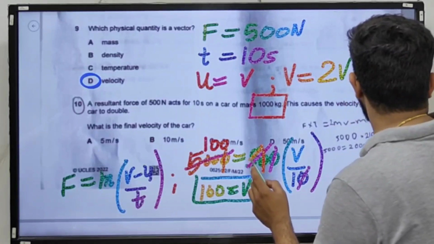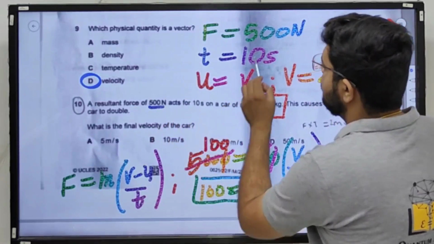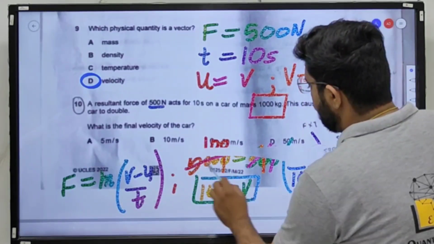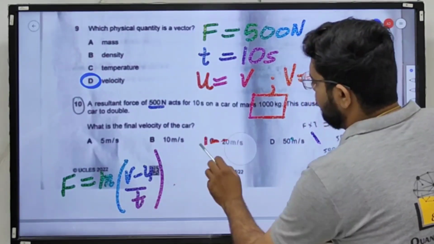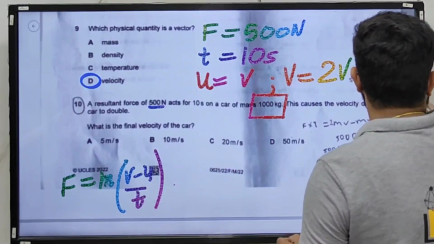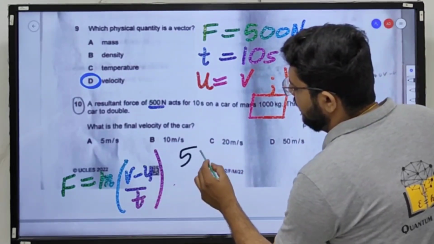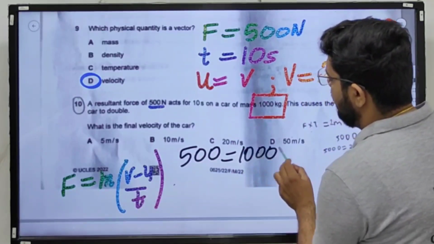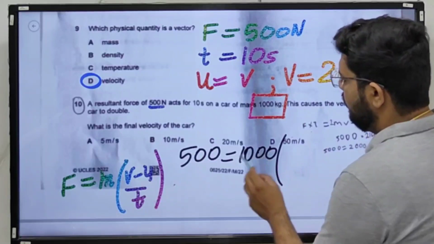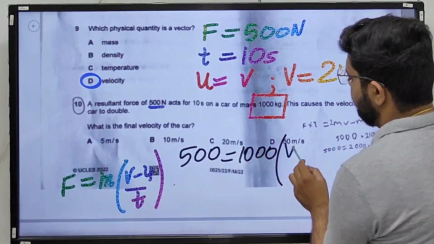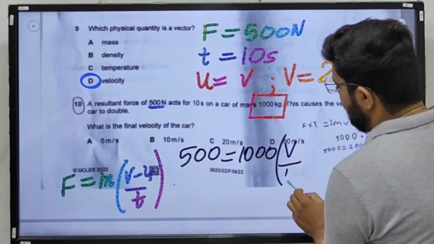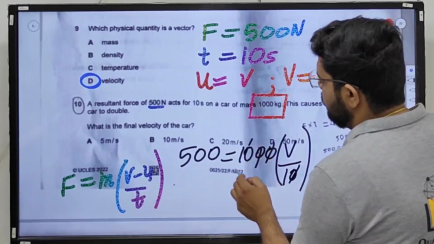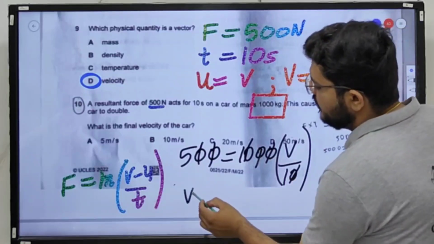Sorry. I've taken this as 5,000 here. So let's just quickly do this again, right? So we have 500 is equal to 1,000 kilogram into (v minus u, which is v), right? 2v minus v is v, and time is 10 seconds. 1 gets cancelled, 0, 0, 0, 0, and 5. So your v is 5.